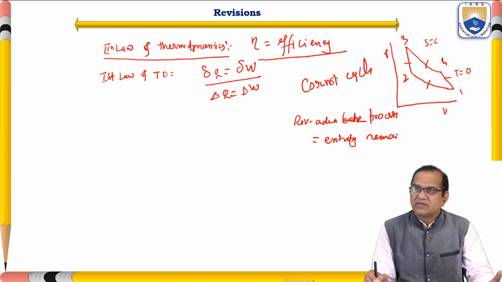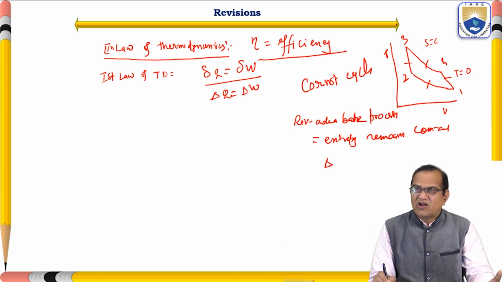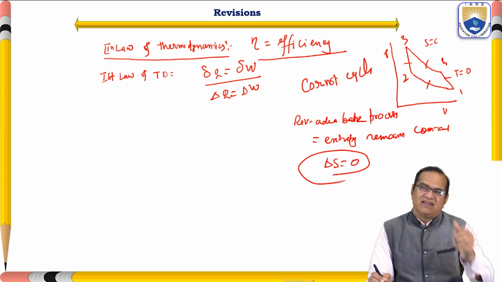Entropy remains constant, which means the change of entropy, delta S, will be 0. This is the condition for this ideal cycle.